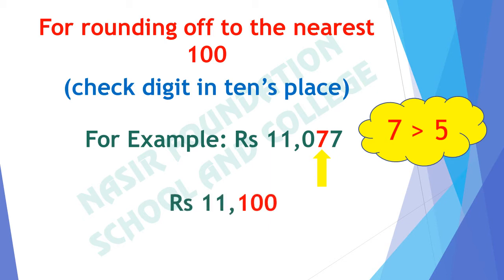It means we will round the next digit that is in the hundreds place up. 0 will become 1 and the digit on the right hand side will become 0. 11,077 will become 11,100 rupees if we round off this amount to the nearest 100.